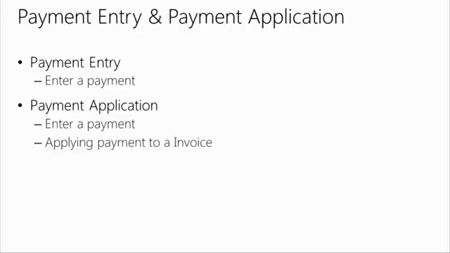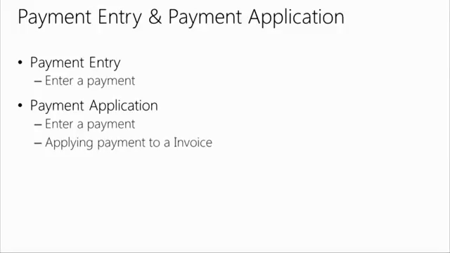Well, there are two ways to do it. There are two screens. One is the payment entry screen, where the only thing you can do is enter a payment. The second is the payment application screen, which allows you to enter a payment and also apply it to an invoice at the same time. So let's talk about it. Why would you want to have two different screens?